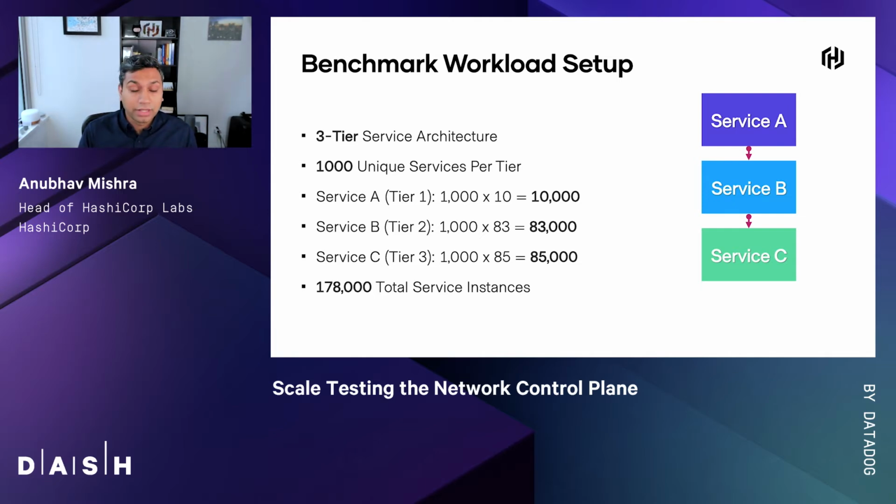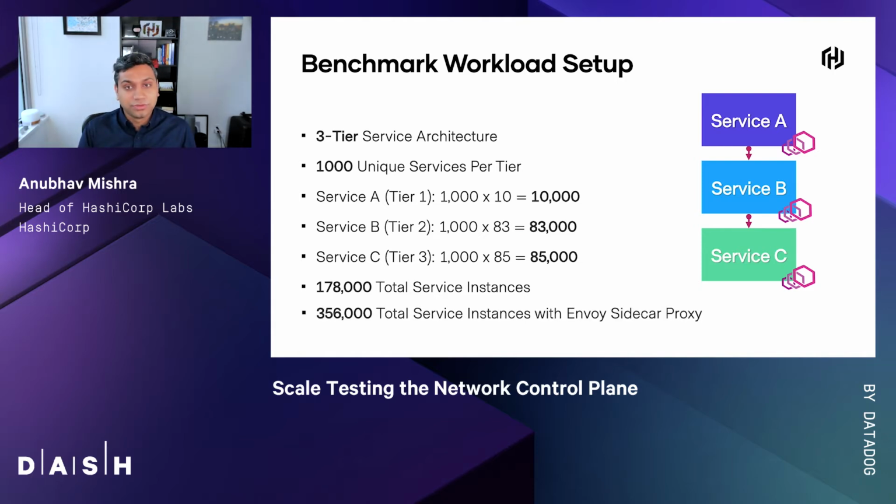We had 1,000 unique services per tier, and a total of up to 178,000 service instances, containers that were running for this experiment. Now, this does not include the sidecar proxy. If you include the sidecar proxy, this comes up to 356,000 total service instances, with Envoy as a sidecar proxy here.